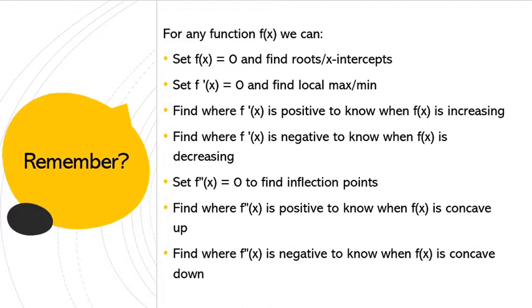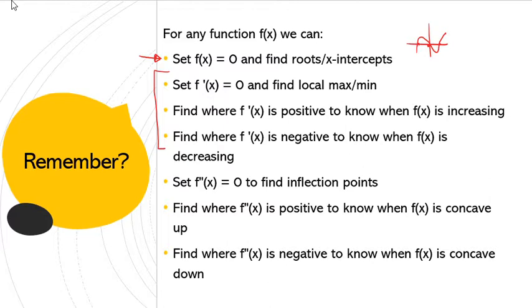down. So if we have our function f of x and we are looking at the first derivative, what can we do with that? So, obviously I'm skipping the first point, which is if you can set f of x equal to 0, you can find those roots or x-intercepts wherever your function is crossing the x-axis.